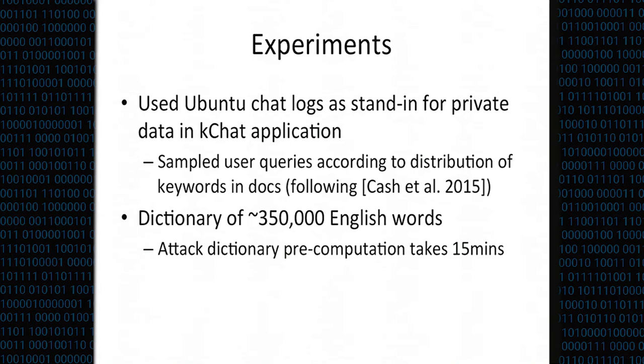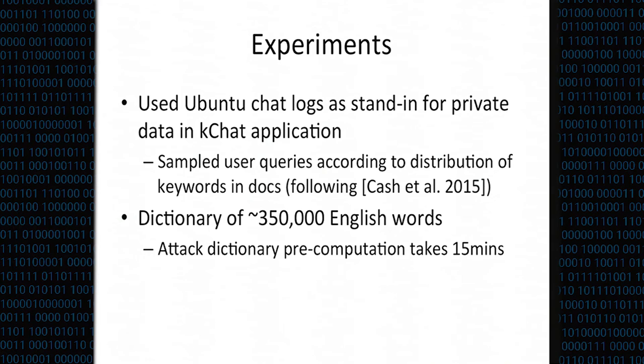We used the Ubuntu IRC chat logs that were mentioned in the last talk as a stand-in for the private data in their KChat application. We sampled user queries according to the distribution of the keywords in the documents, following prior work on the subject. And we used the largest dictionary of English words we could find, which was a little over 350,000 words. Computing this thing that's morally equivalent to a hash, but it's important to note that it actually is not a hash, it's a little more complicated than that.